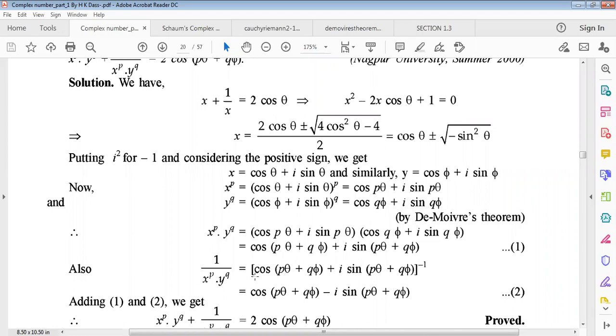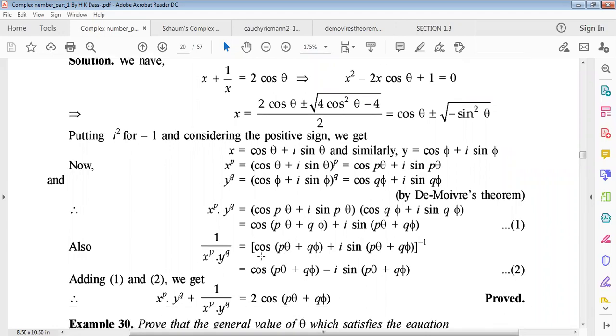Cos minus theta, this minus 1 multiplied with this angle. Cos minus theta equals cos theta, and sin minus theta equals minus sin theta.